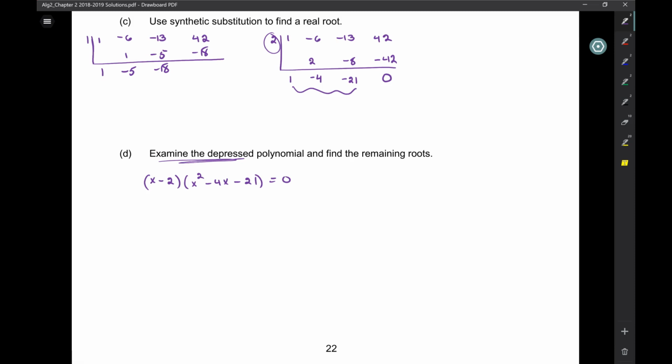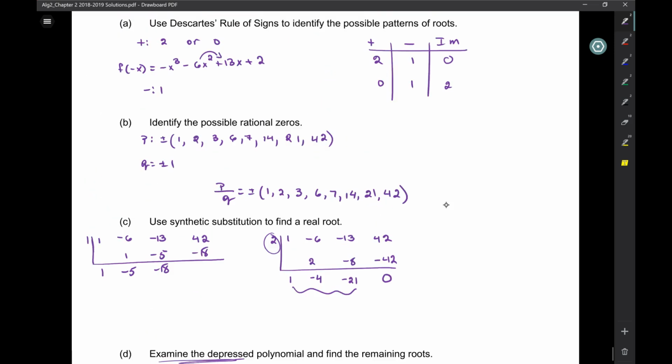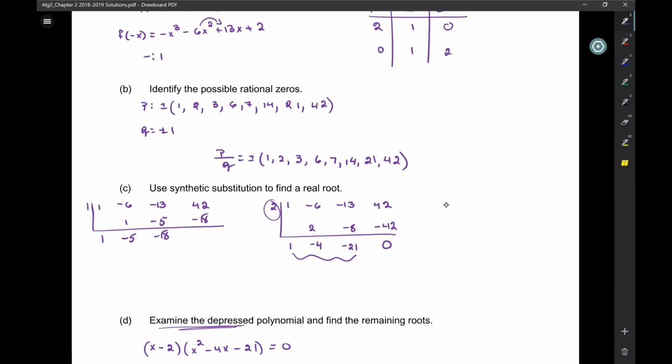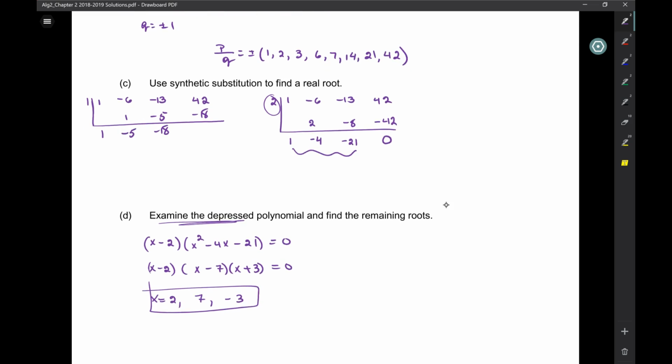Now, can that be factored? Yes, it can be factored. So (x minus 2)(x minus 7)(x plus 3) equal to 0. Finally, x equals 2, 7, and -3. As promised, did Descartes' rule predict that we would get 2 positive and 1 negative solution? Yes, it did. How awesome is Descartes?